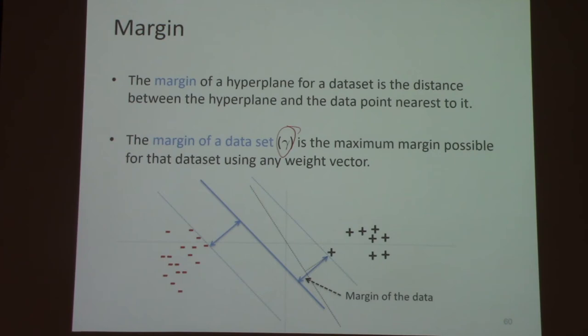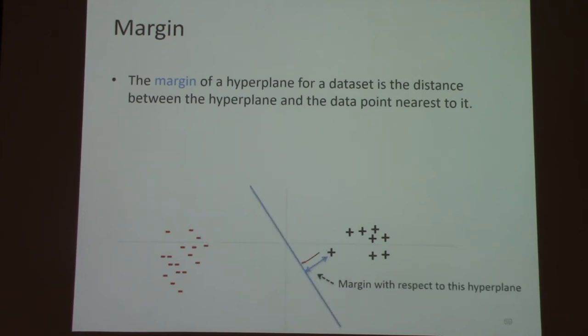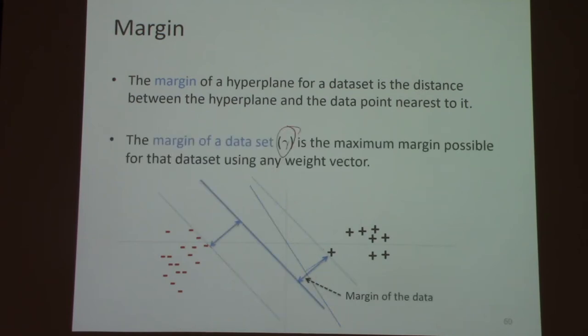One way of thinking about it is, you try out every possible hyperplane to separate the data, and the hyperplane that puts the maximum distance between itself and the data is the one that gives the maximum margin. So, for example, this hyperplane has some margin here, that's the red line that I drew. This one has a different margin, it's this line. This one has this margin. So every hyperplane has a certain margin, and the maximum one is the margin of the data.